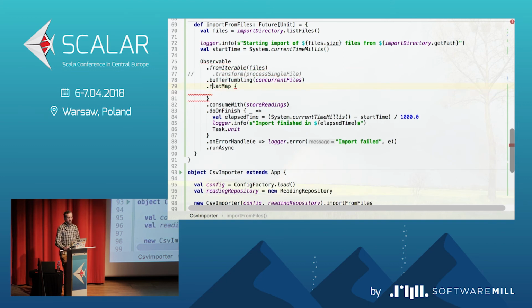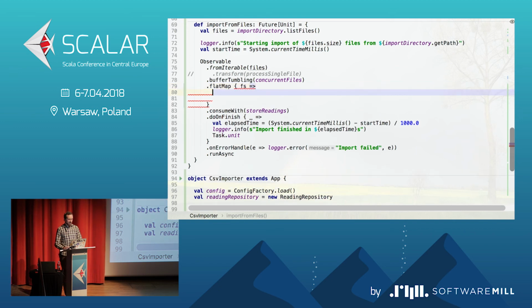And what is going to happen in the flatMap is that we are going to take a collection of files. And what we want to do is create an observable from every file and then attach our file transformer to that observable. So we'll end up with a number of observables that emit valid readings. And having the number of observables with valid readings, we're going to merge them into a single one so that the readings are emitted downstream one by one.